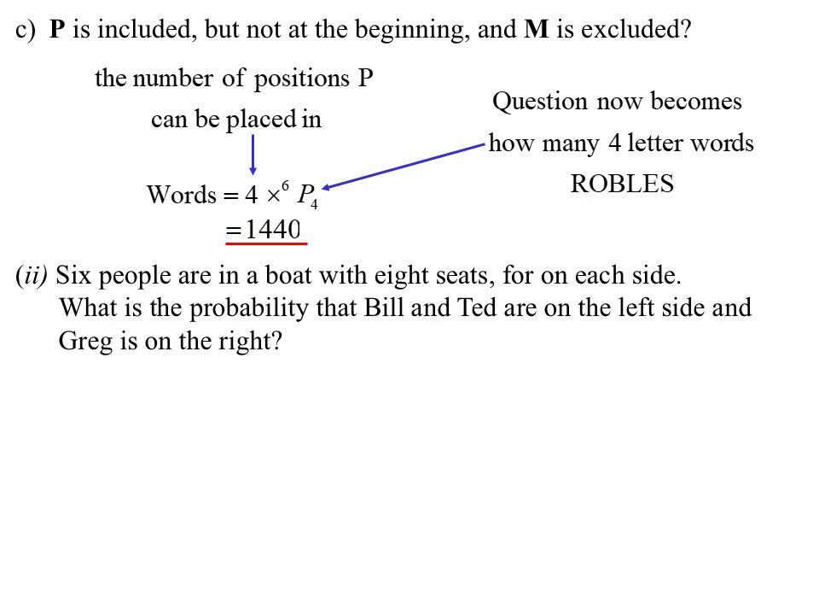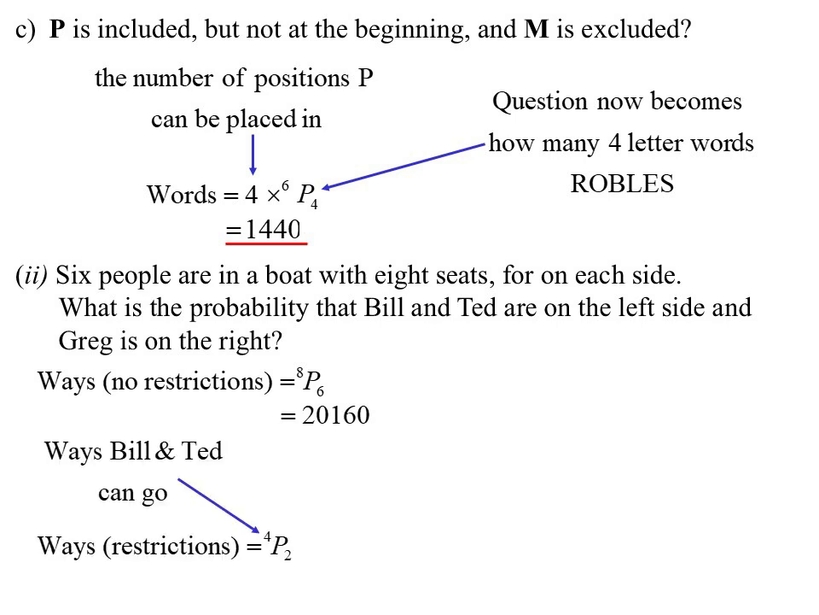We'll work it out. It's a probability question, so I need to know the total number of arrangements with no restrictions. That'll go on the bottom of the fraction. And that'll be 8P6. There are 8 seats. We're going to use 6 of them. Okay. Now, the possibilities I'm looking for.